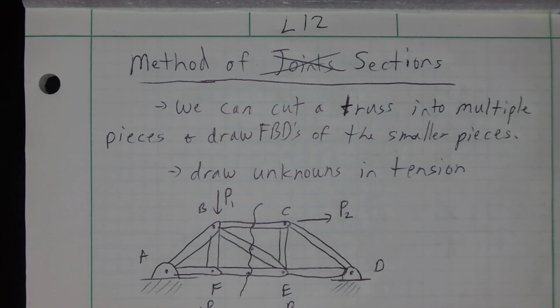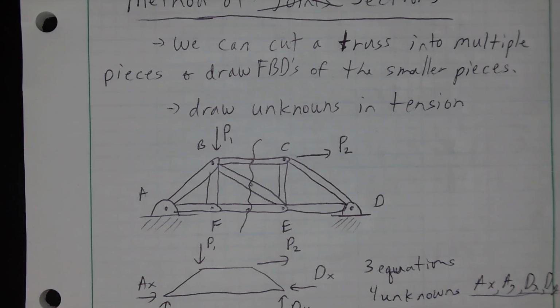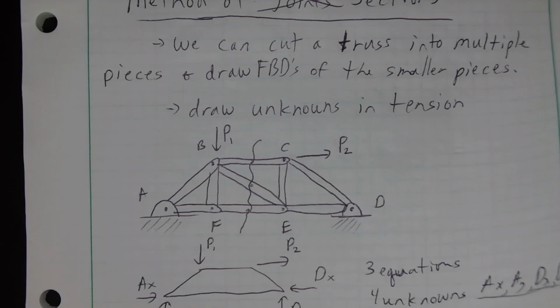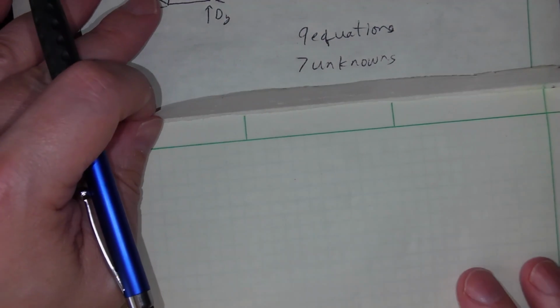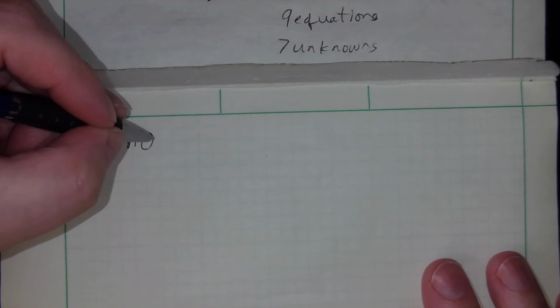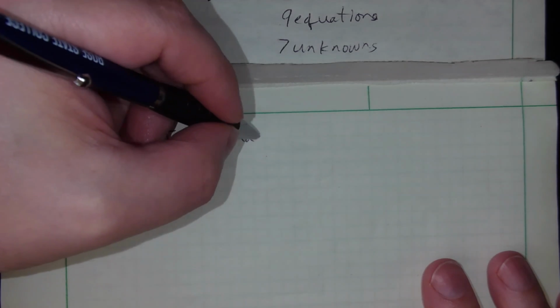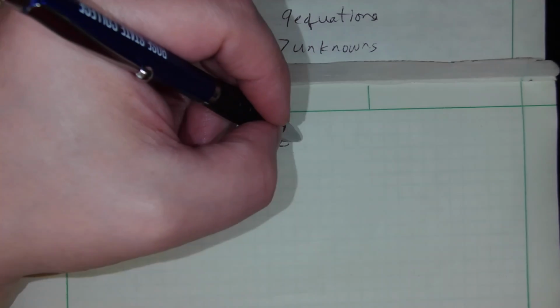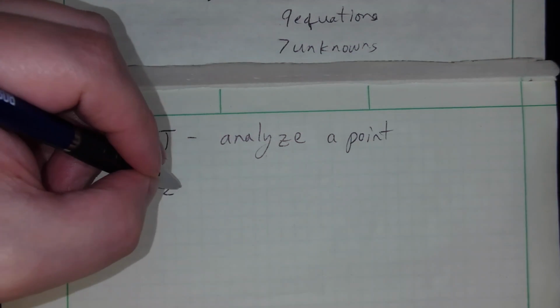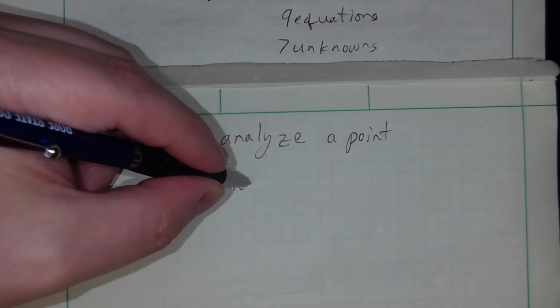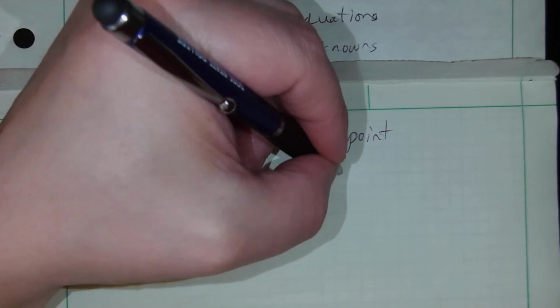Right? So there's some pros and cons. We're going to actually put numbers to this and look at these, but before we actually do an applied problem, we can take a minute or two here and just talk about some pros and cons. Okay. Method of joints, I'm just going to abbreviate these now. I've got method of joints. That's what we did in the last lecture. That's where you analyze a point, which means you can write 2 equations per free body diagram.